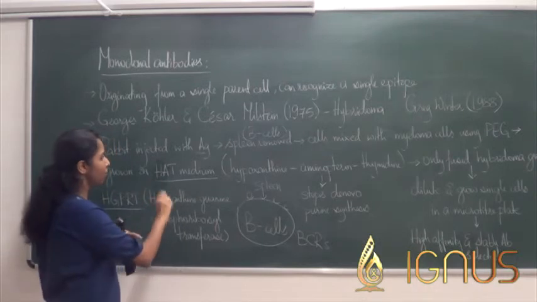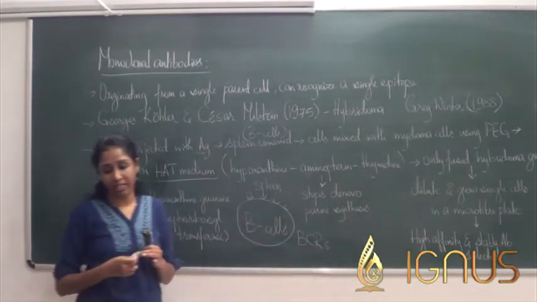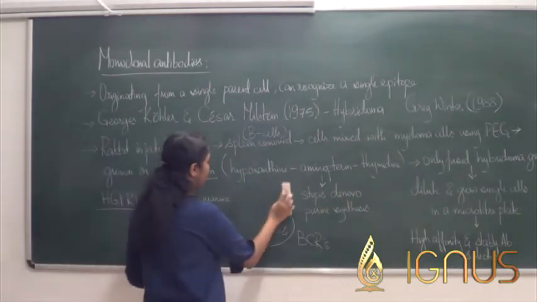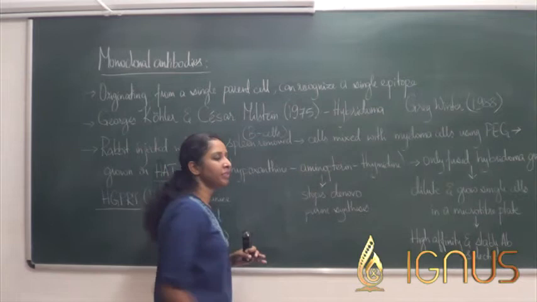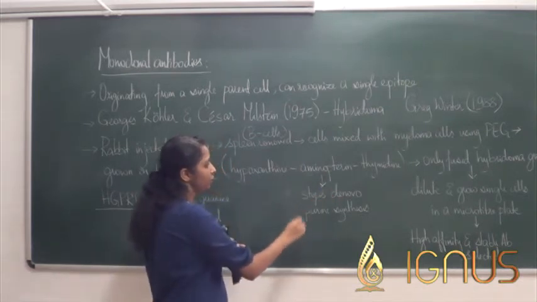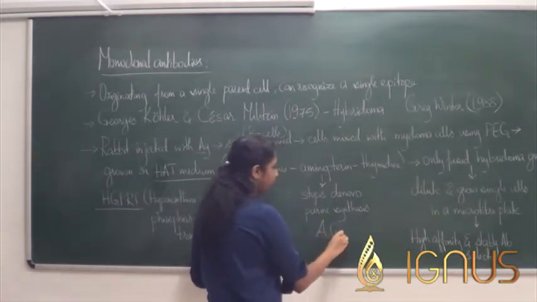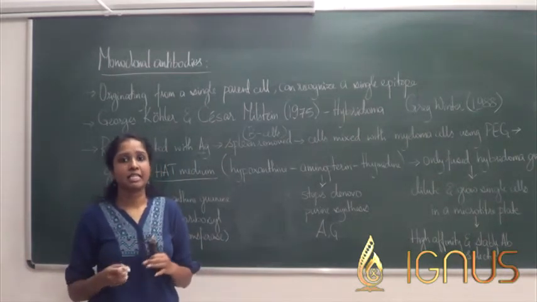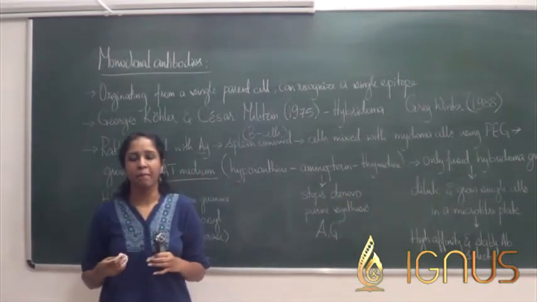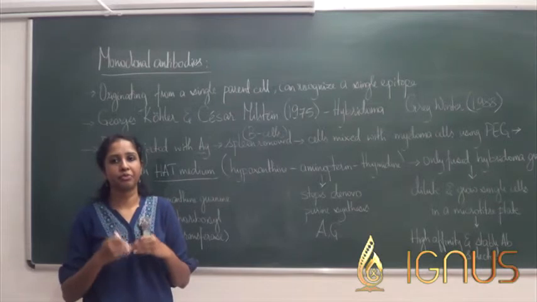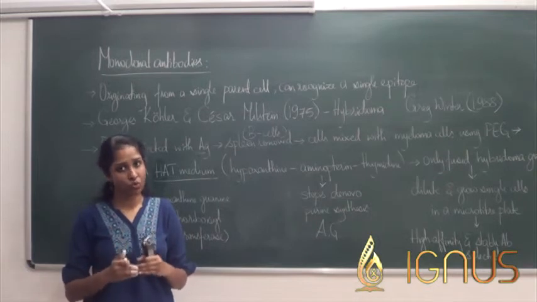HAT medium is called so because it stands for hypoxanthine, aminopterin and thymidine. Now in this, there are two things you will need to pay attention to. One is aminopterin. Aminopterin is going to stop de novo purine synthesis. Purines are two things, adenine and guanine. The body can synthesize adenine and guanine by itself, and that is known as de novo synthesis, meaning that the synthesis occurs within the body's cells. That kind of synthesis is known as de novo synthesis.